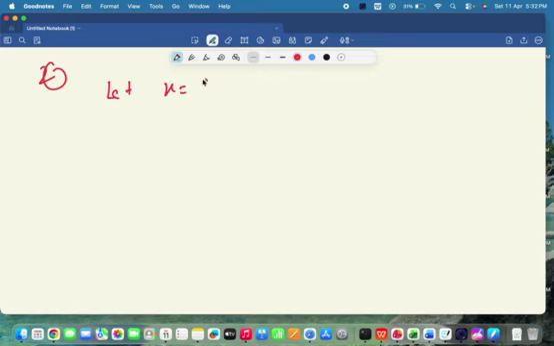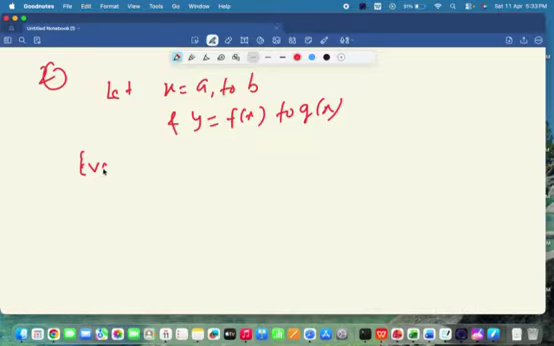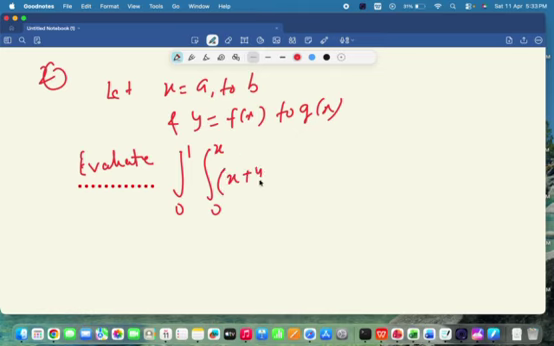Let the x limit be x is equal to a to b, and the y limit be f of x to some g of x. Okay. So take an example: evaluate the integration 0 to 1 and 0 to x, x plus y dy dx.